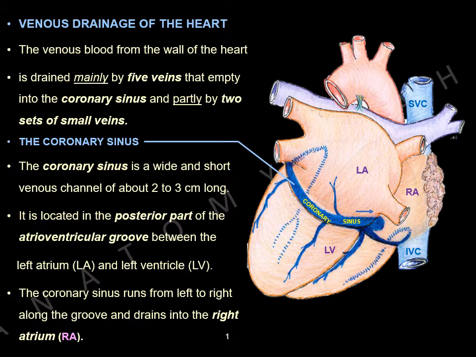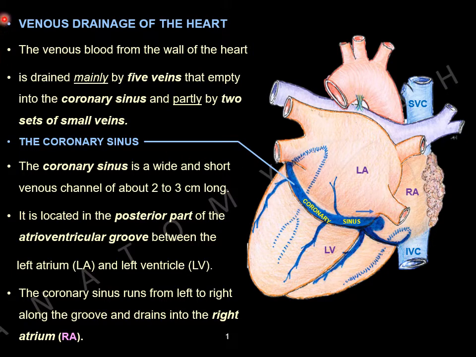Venous drainage of the heart. This is the posterior view of the heart. This is the left atrium. This is the left ventricle. This is the right atrium. This is the right ventricle. This groove, or sulcus, between the left atrium and left ventricle is the posterior atrioventricular sulcus.